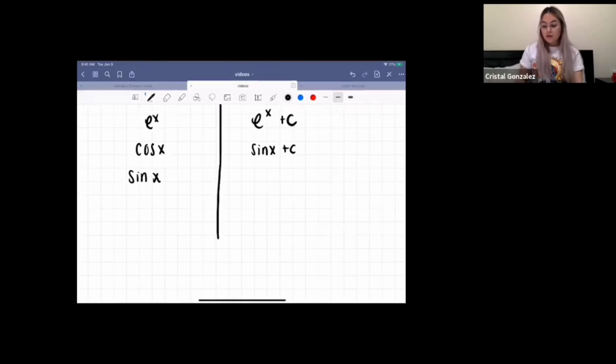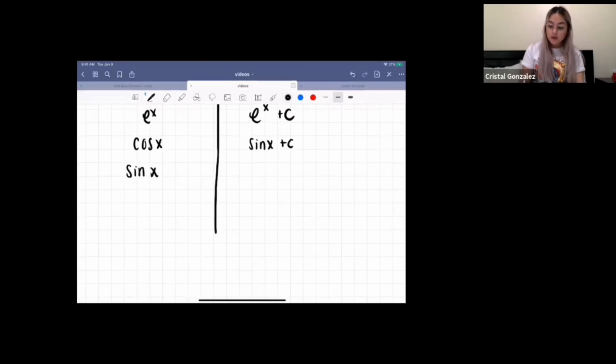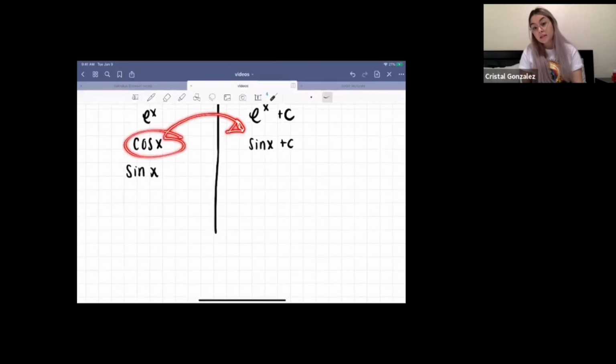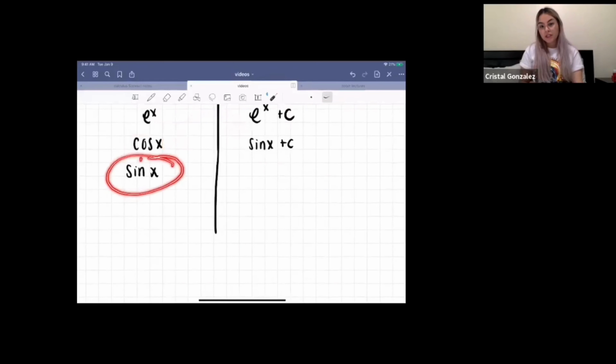Okay. So the reason, if you recall in the last example, that the antiderivative of cosine x is sine x is because if we take the derivative of sine x, we actually get cosine x. But now we have the function sine x, and we need to think what derivative gives us cosine x.